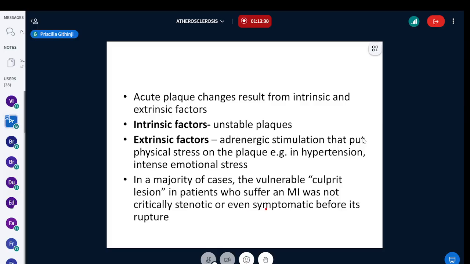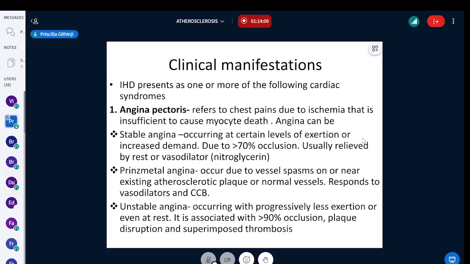So in a majority of the cases, the vulnerable culprit lesion in patients who suffer an MI was not critically stenotic or even symptomatic before its rupture. Yes, it was growing, but it had not reached 70% occlusion for it to say that it is at the critical stenosis zone. It was just there. Then you had extrinsic factors that led it to become clinically apparent.